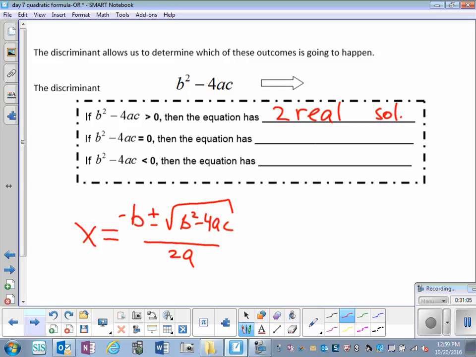Now, if this number is negative, will I have real solutions? No, because I will have the square root of a negative number, so I definitely have that i. So my solutions will be what? Complex. How many? Two complex solutions.